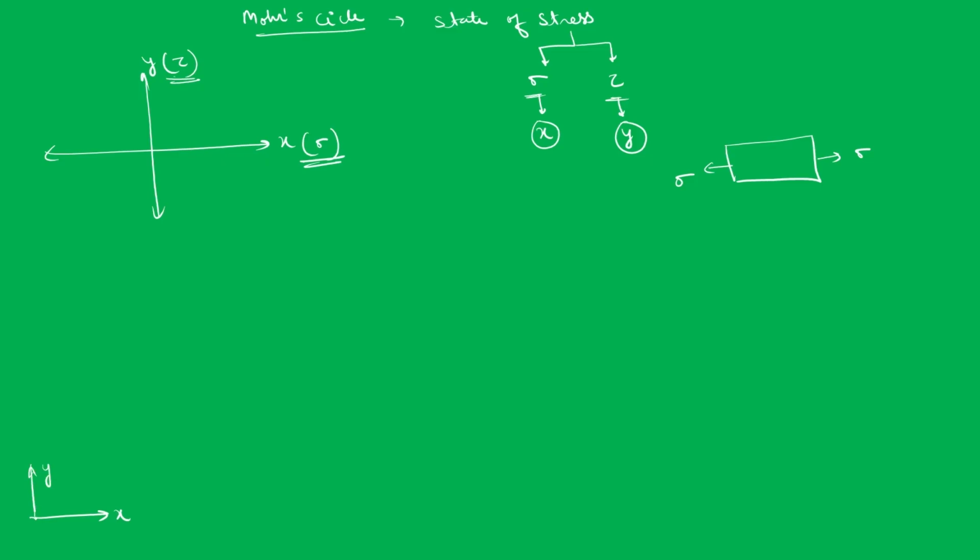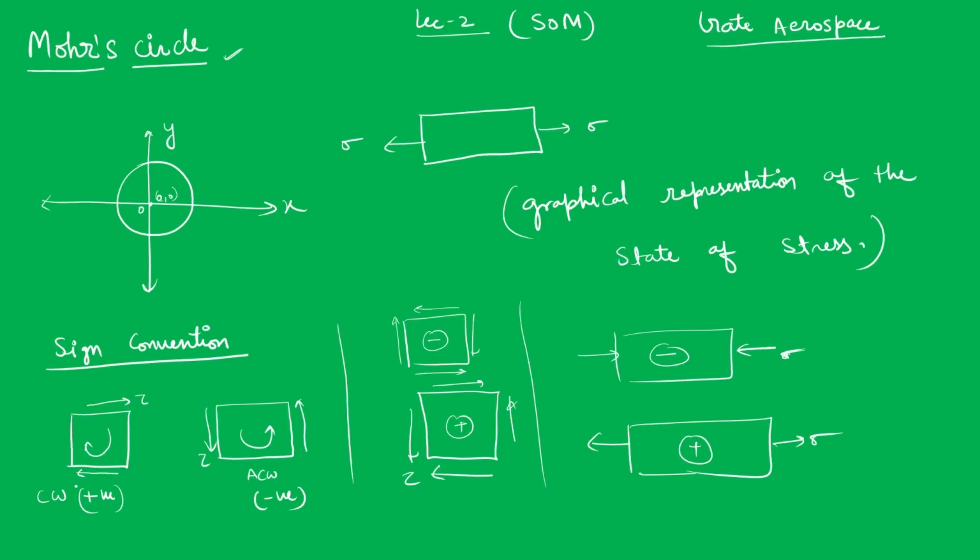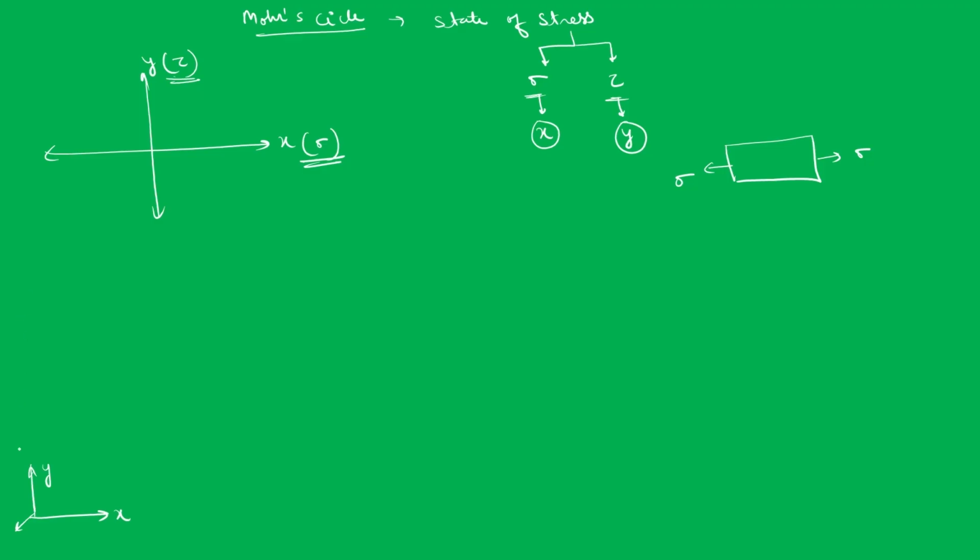This axis we follow, and this is the z axis, right? And this is the origin. So we already follow that. Now then, how can we represent the stress? First thing first, understand that when we represent this in the form of a circle, we are representing it in the 2D format.